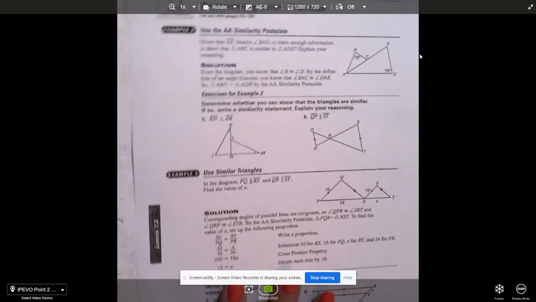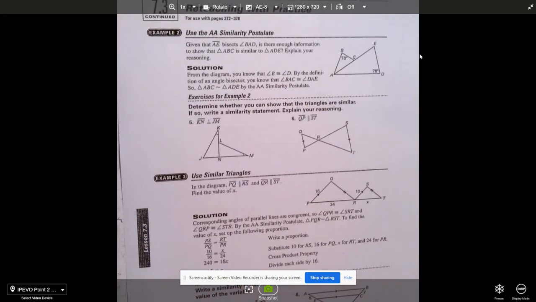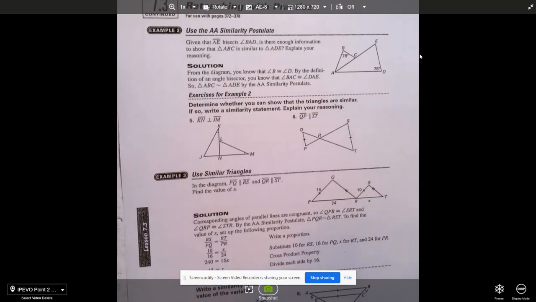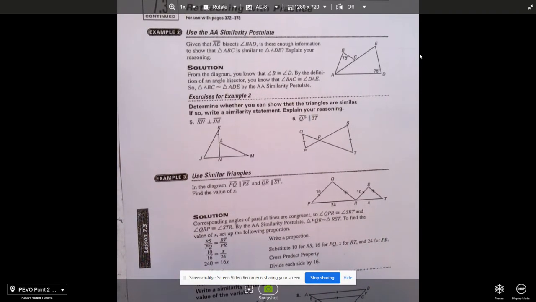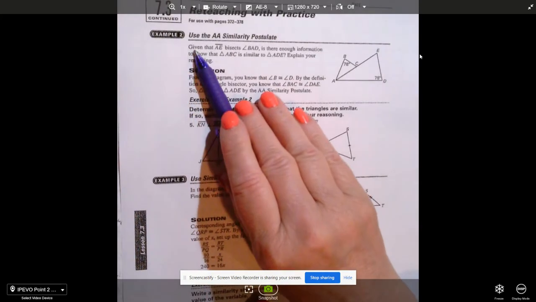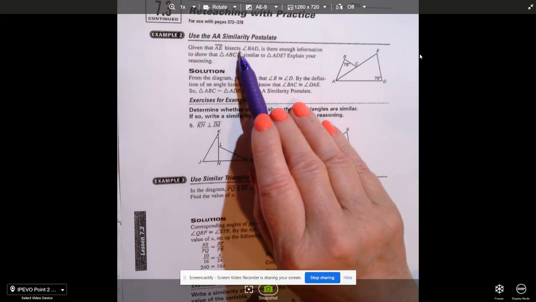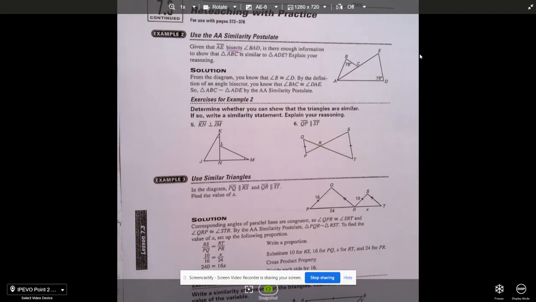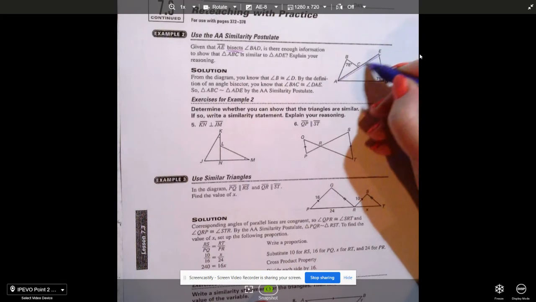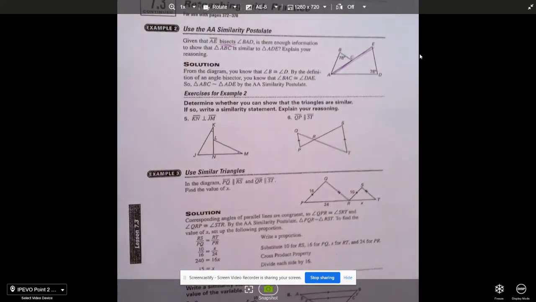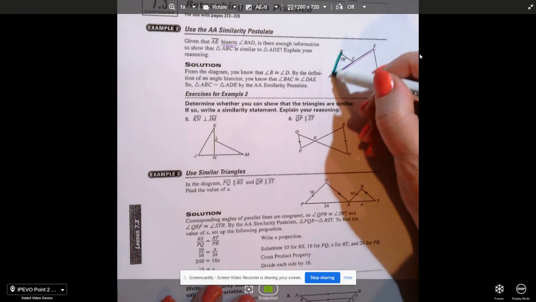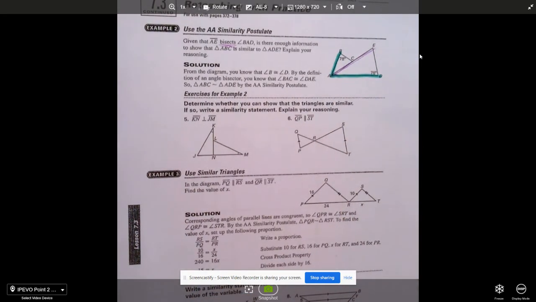So here, this page is a little trickier because now they've kind of nested the triangles together, and you have to use some of the information that you learned previously in geometry to figure this out. So this one says, given that AE bisects angle BAD, is there enough information to show that the triangles are similar? Well, first of all, you have to kind of remember what that word bisects means. It says that this segment here, AE, bisects this angle here, BAD. So if you remember, the word bisect means that it breaks it into two equal pieces.